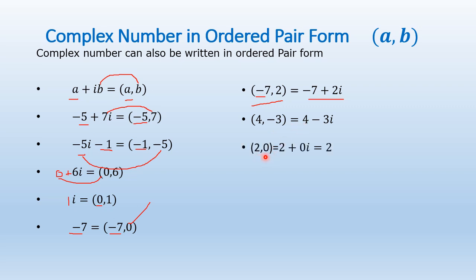Then we have (2, 0). Here the imaginary part is 0, so it is written as 2 + 0i, and that is equal to 2. Then we have (0, 3). Now the real part is 0, so there is no real part, it is equal to 3i. Then we have (0, -5). The real part is 0, so there is no real part, and it is written as -5i. In the same way, (-4, 1) is written as -4 + i.